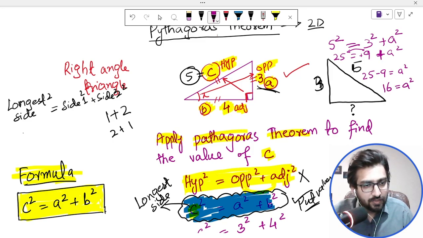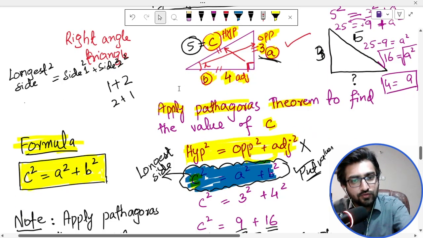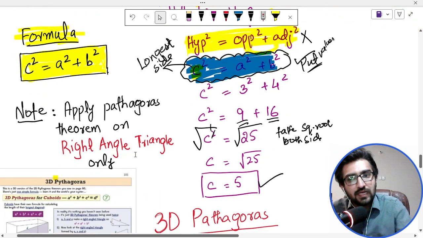Now you want to find out a, right, instead of a square, so take square root both sides. So a is equal to 4, so you got a. So I applied Pythagoras theorem here, right? So this is how you apply Pythagoras theorem in a simple way, that you just need to take the square of the longest side equal to the square of one side plus the square of the other side. So this is Pythagoras theorem. You can see I have written a note here.